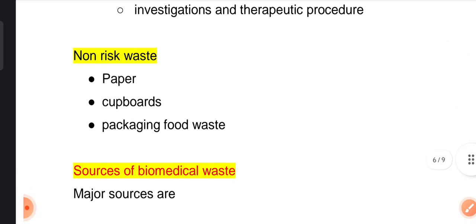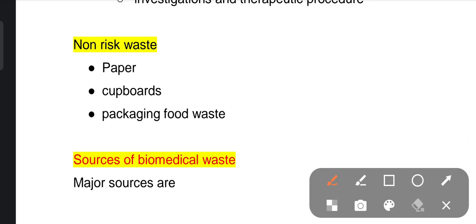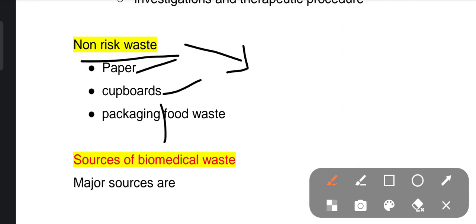So next we will go to the non-risk. Non-risk is nothing but items from which we cannot get any infection or disease. Those are paper, cupboards, packaging, and food wastage. Food wastage is nothing but peeled vegetables and fruits. So these all come under the non-risk wastage.